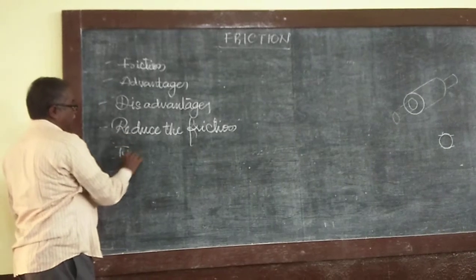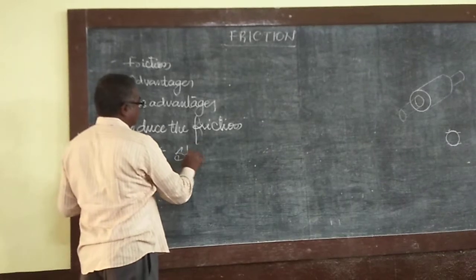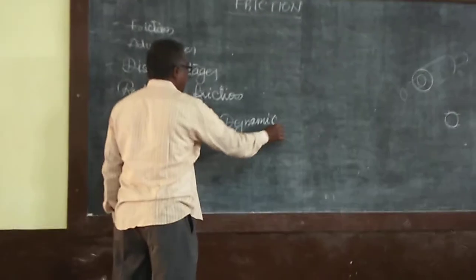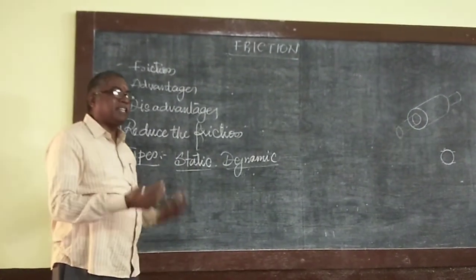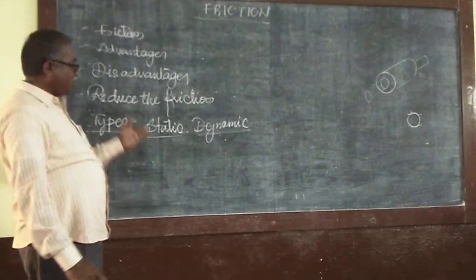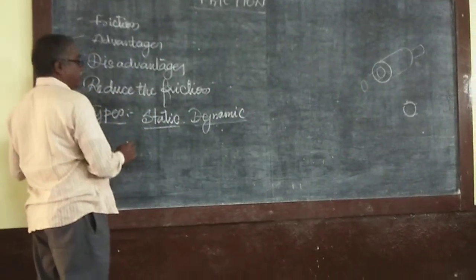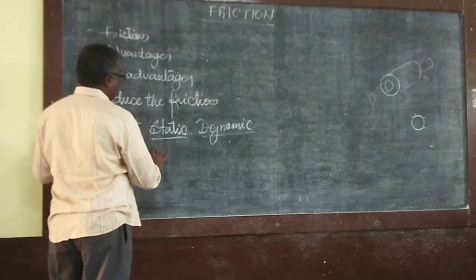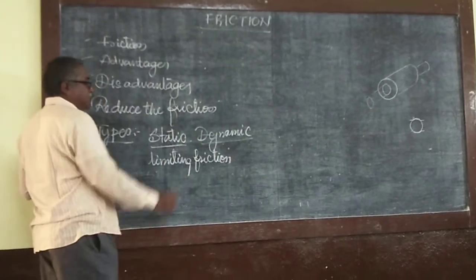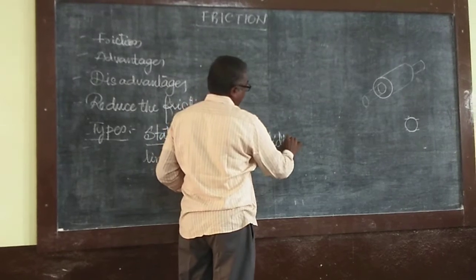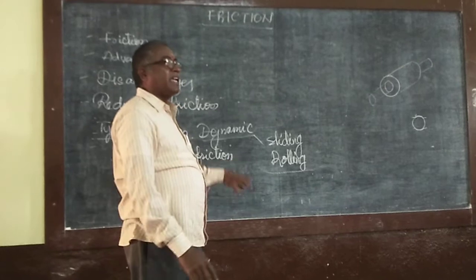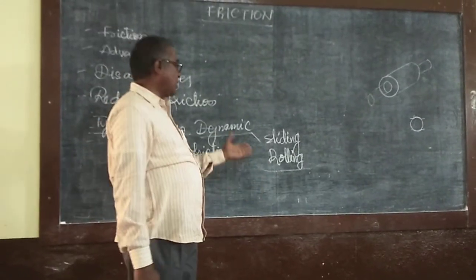Then types of friction: static and dynamic. What is static friction? Static means stationary, not moving. The body is laid down on the table. In static friction, sometimes the body is just about to start moving, when friction equals the applied force. That is limiting friction. I will give all the definitions. Then dynamic friction: sliding friction and rolling friction. Where there is movement, that is dynamic or kinematic; we can call it kinetic motion or dynamic motion.